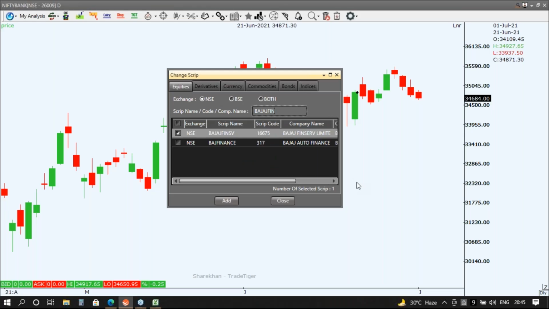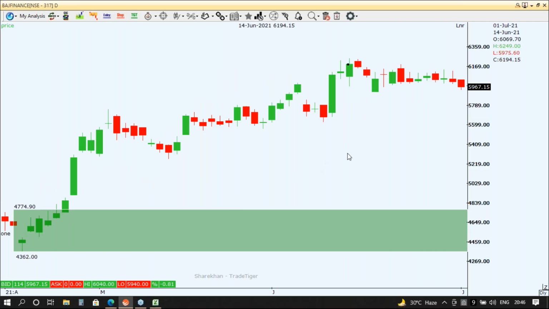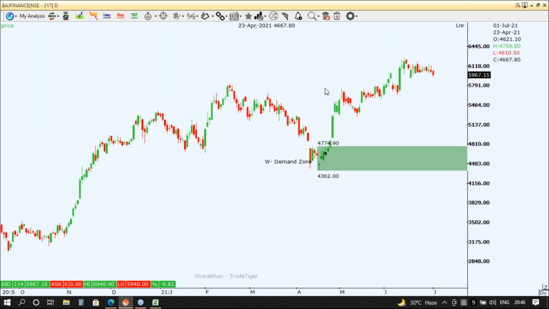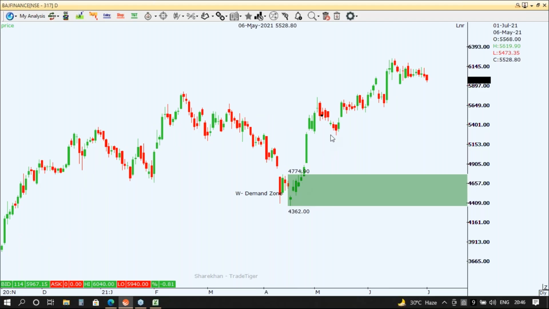You can download it every month, you can download it every quarter. Good one. So you will understand exactly what is happening with your Bajaj Finance and how the stock has performed over a period of time.